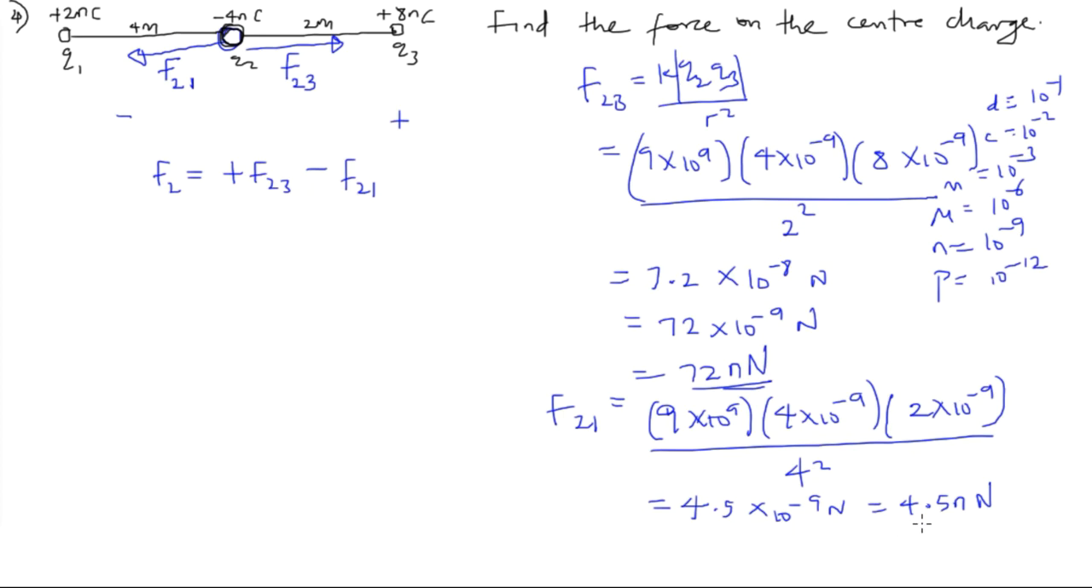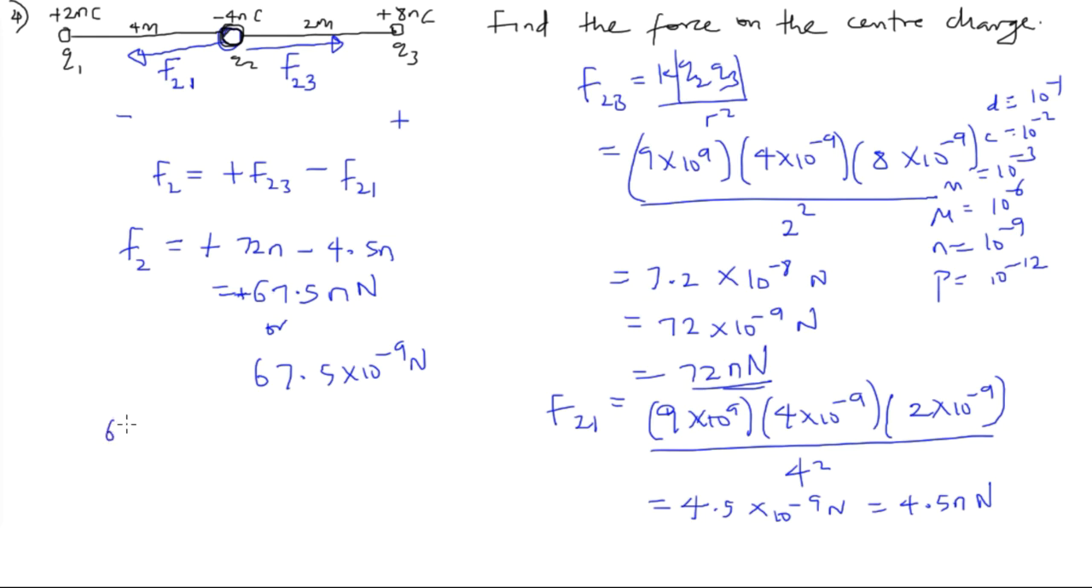Okay. So that's that. Now, to find the total force on charge 2, that will be equal to plus F23. F23, that's 72 nano. Then minus F21. What is F21? That's 4.5 nano. That's equal to 72 minus 4.5. And that's equal to 67.5, and it's positive. 67.5 nanonewton. Or you can write it like this: 67.5 times 10 raised to the power minus 9 newton. So this is the final answer.